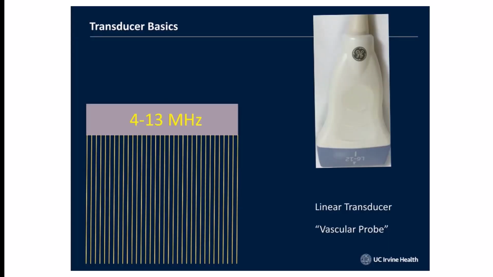Let's do a basic overview of the types of transducers. If we're going from 4 to 13 megahertz, we have what's called a linear transducer or vascular probe. Linear transducers are used for musculoskeletal imaging and looking at certain vessels like carotids, and ultrasound procedures for line placing or nerve block in regional anesthesia.